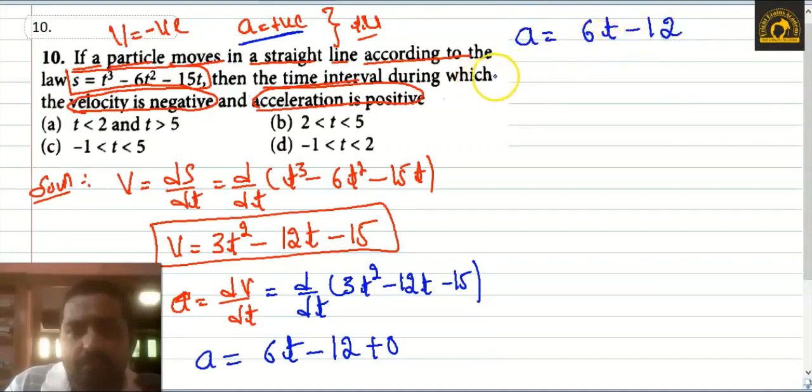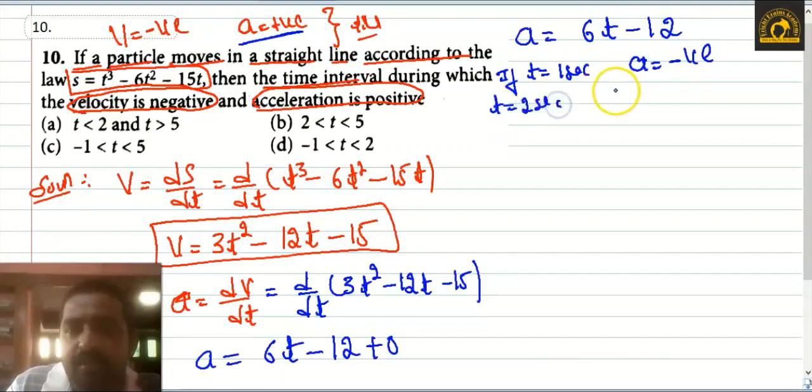Okay, so if we put time t equal to 1 second, the acceleration 6 into 1 gives the negative part here. If time t is equal to 2 seconds, then the acceleration is equal to how much? 0. So if the time t is greater than 2 seconds, the time interval is greater than 2 seconds.